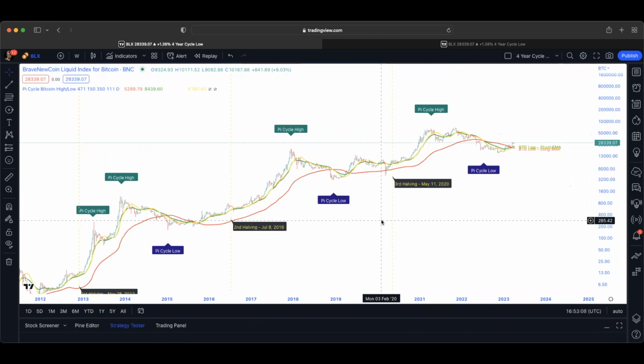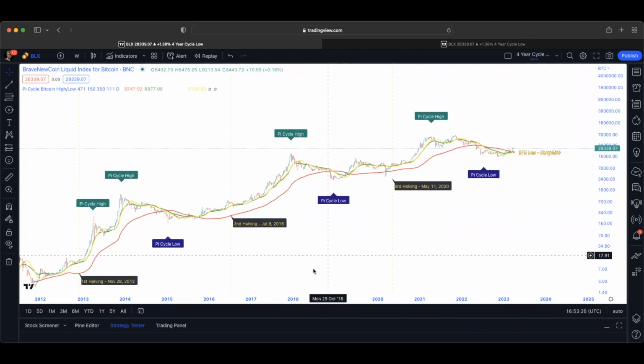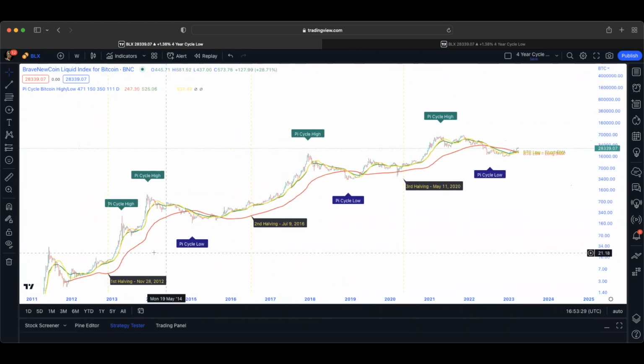Let's look at the pi cycle indicator first. This is the Bitcoin price chart on the weekly time frame, and on the chart, you can see the pi cycle indicator. Generally speaking, the pi cycle indicator has done a fairly good job in the past of gauging tops and bottoms in cycles. It gauged the top in 2013, the bottom in 2014, the top in 2017, the bottom in 2018, and again the first top in 2021.